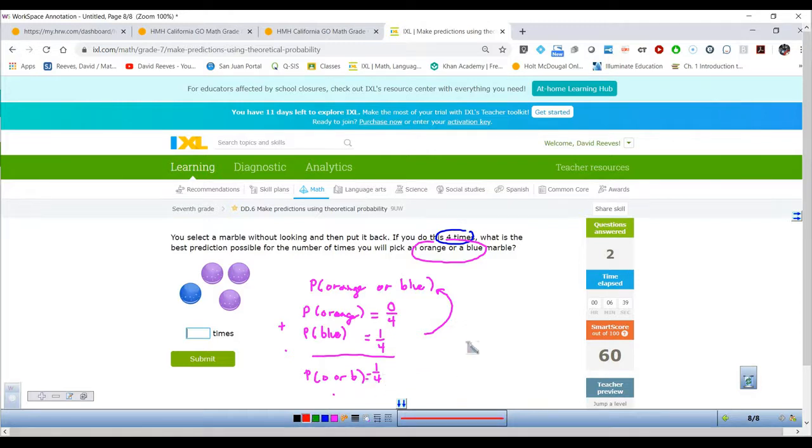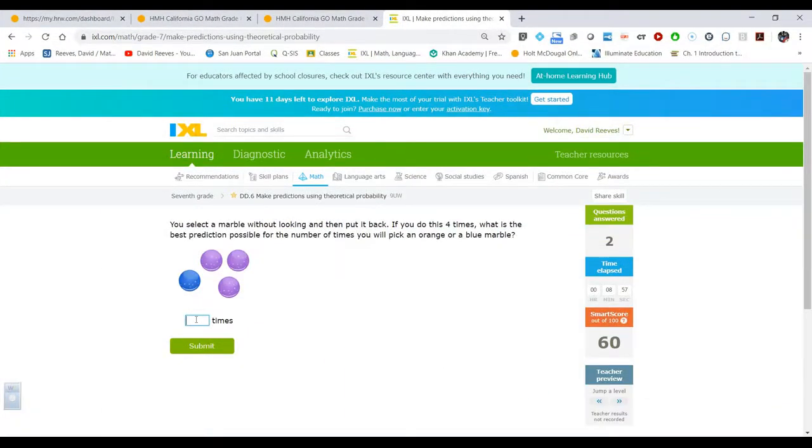Okay, so we have a 1 out of 4 chance of getting what we want. We're doing it 4 times. So our prediction based on the theoretical probability, 1/4 times 4, if I go straight across, I get 4 out of 4 or 1. So in theory, out of those 4 times, one of the 4 times we should get what we're looking for, which makes sense, right? 4 marbles, 1 blue. Cool beans.